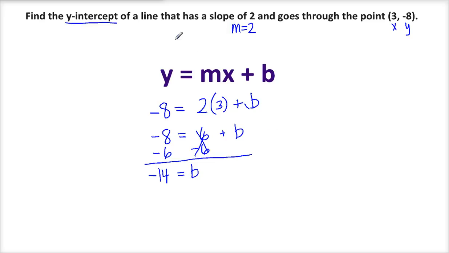So if I were to write the equation for this line that's being described, it would be y equals 2, because 2 is m, 2x plus b. b is -14, so it's just going to be -14. This is the equation of the line being described.